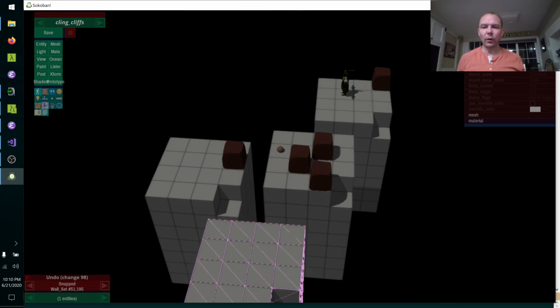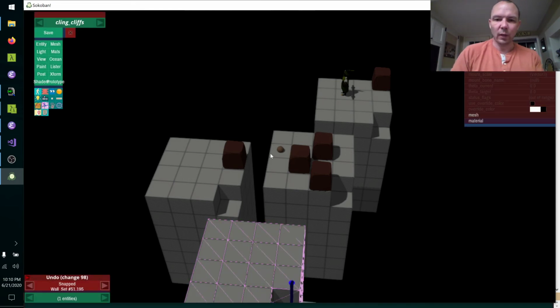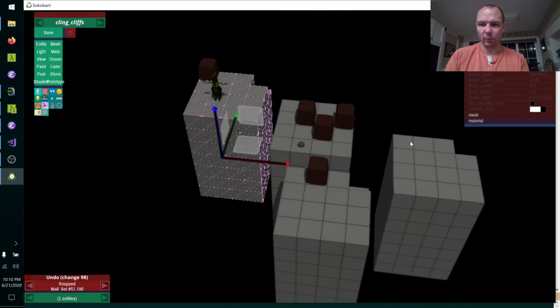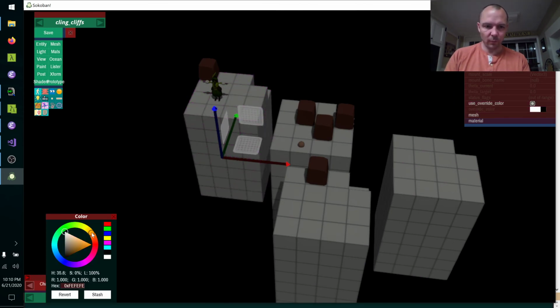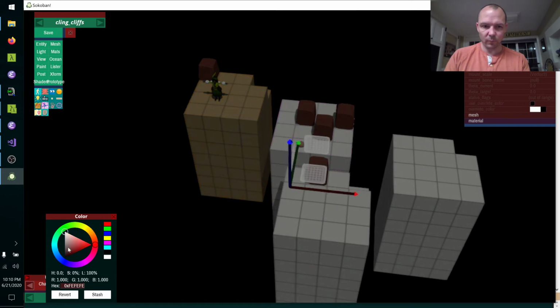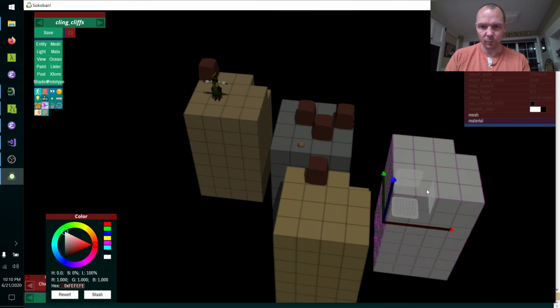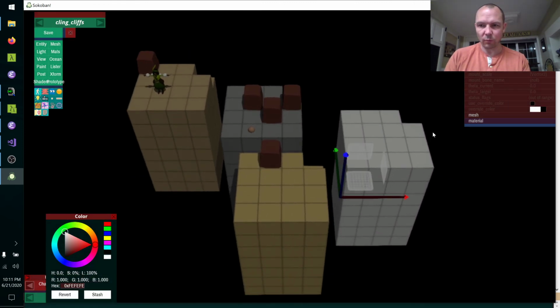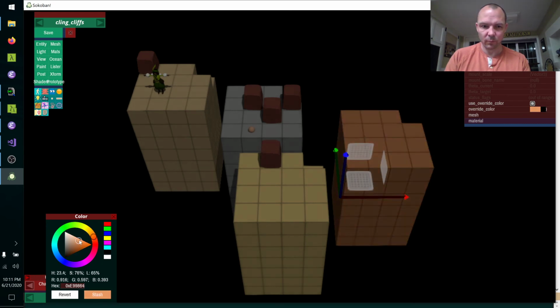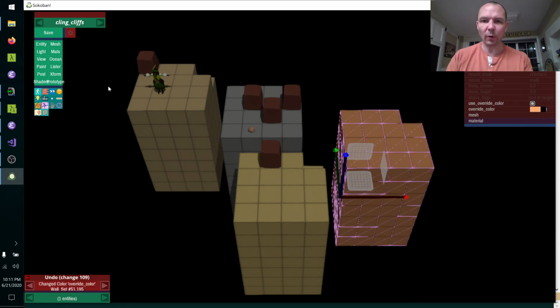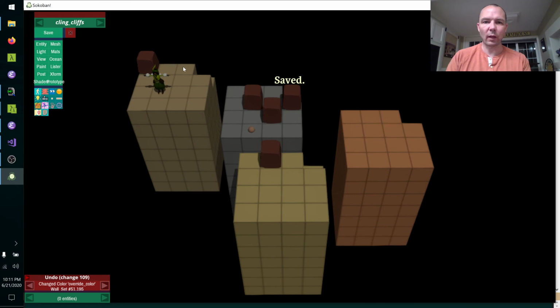I kind of want something smart to happen here. Let's give our cliffs some colors that are not lame. See, it's already so much better as soon as you do that. Look how much better that is. Okay, but our level isn't good yet.